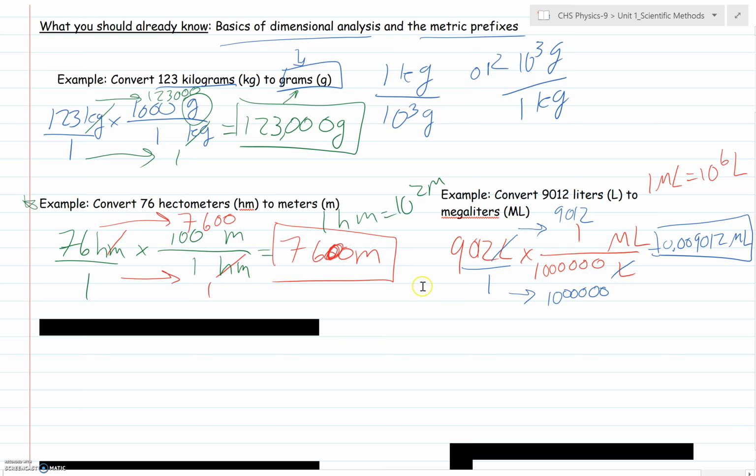Now this one's a little bit different because I end up having a number other than 1 in my numerator and my denominator. But we do the same rules, multiply straight across, and end up with 9,012 divided by 1 million. And if you remember how to multiply and divide by your powers of 10, I end up moving the decimal to the left 6 places because that's how many placeholders this guy here has on the denominator. Or you can type it in your calculator and you get 0.009012 megaliters.